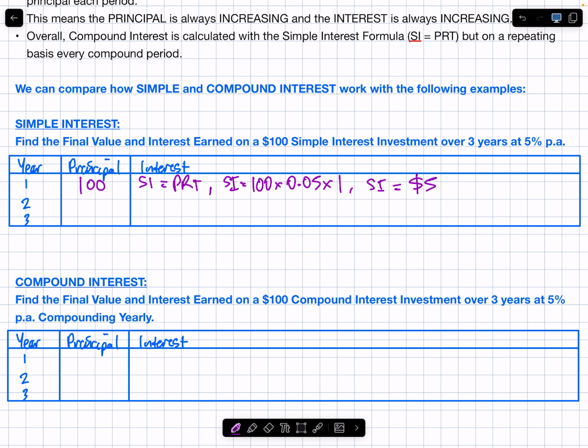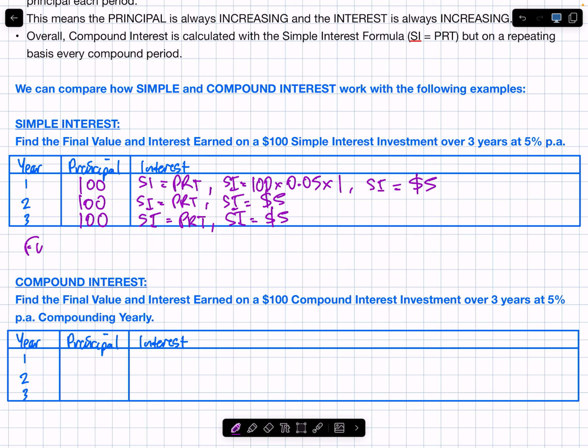So in year 2, it's still going to be $100. And if the principal in year 2 is still 100, is this maths in the interest box going to be any different? Has anything changed in year 2 if the principal is still $100? No. So SI is still going to be $5. And then in year 3, because it's simple interest, that interest that you earn every year doesn't change. It's still SI is equal to PRT, and the principal was still $100, so SI is still going to be $5.